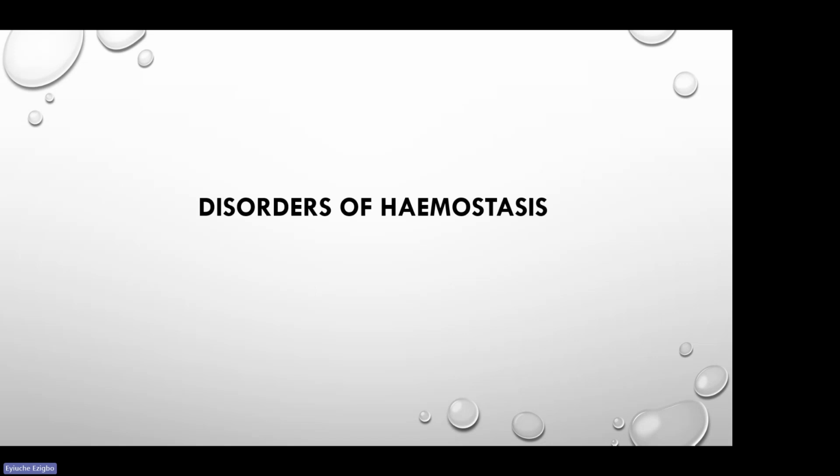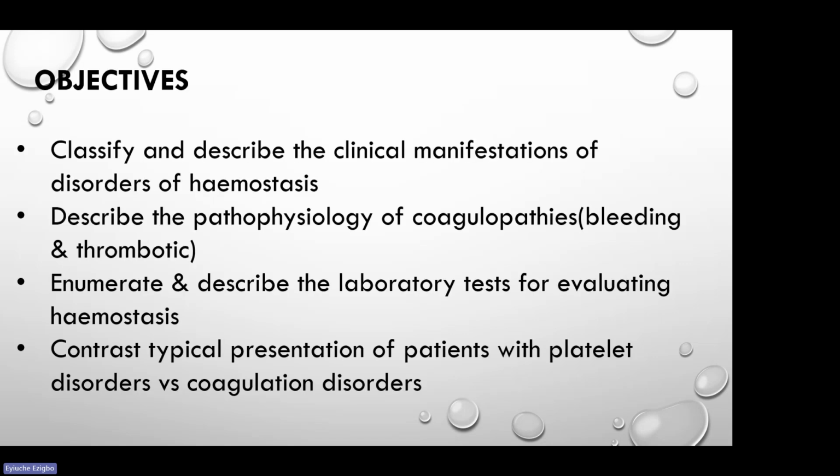All right. So our objectives are, at the end of this class, you should be able to classify and describe the clinical manifestations of disorders of hemostasis, describe the pathophysiology of coagulopathies, both bleeding and thrombotic disorders, enumerate and describe the laboratory tests for evaluating hemostasis, and contrast typical presentation of patients with platelet disorder versus coagulation disorders.